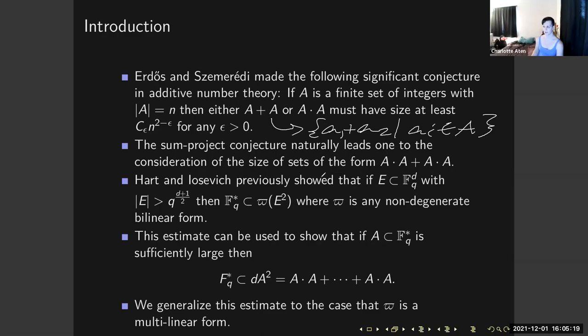So Hart and Iosevich had previously shown that if we have a set of points in a d-dimensional vector space over F_q, so now we're doing something which is quite popular to do. We're taking that problem in the setting over the integers or over the real numbers, and we're replacing that with a finite field with q elements. And so if we have a collection of vectors E in this vector space over F_q, then if that set E has size at least q to the (d plus 1) over 2, then actually all non-zero members of F_q must be contained in the image of that set under varpi, where varpi is any non-degenerate bilinear form.